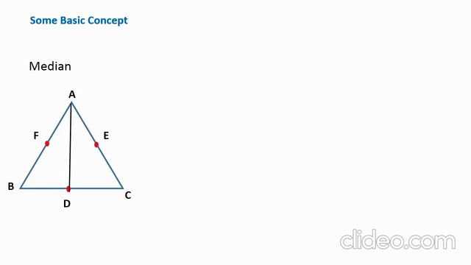That is, when I join a vertex with the midpoint of the opposite side, it is called a median. Similarly, we get other medians joining C with F and B with E. Now in triangle ABC, we have three medians, which are AD, BE and CF.